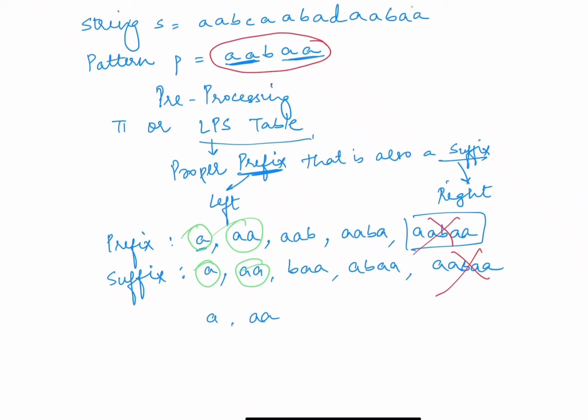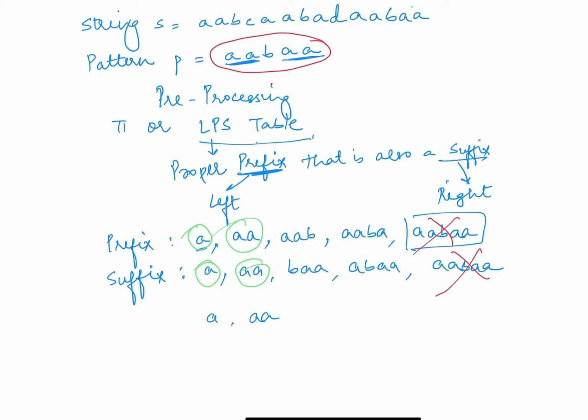So in pattern matching, when I say that the KMP algorithm helps us achieve linear time, in that case, whenever there is a mismatch, we need to know how many characters we have to skip, and we don't have to start from the beginning of the string. We will be continuing from the point where there is a mismatch. So in that case, this LPS table or the pi table will help us.